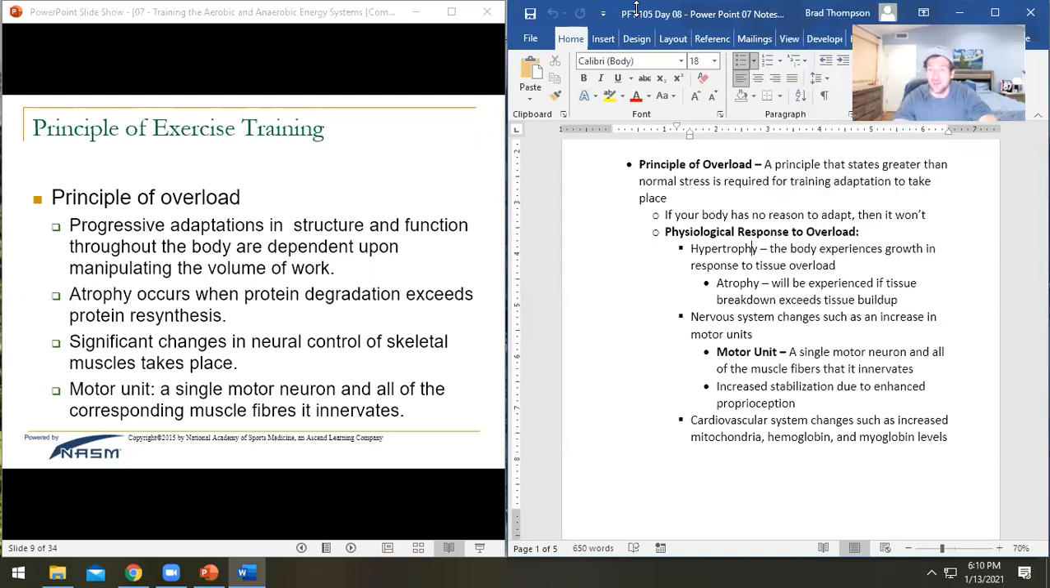So that's our hypertrophy. The body will experience growth when you give it exposure to overload. And you also can have atrophy. Atrophy is the exact opposite. If you are doing too much tissue breakdown, you're not giving your body enough time to build it back up. That's where you'll experience atrophy.